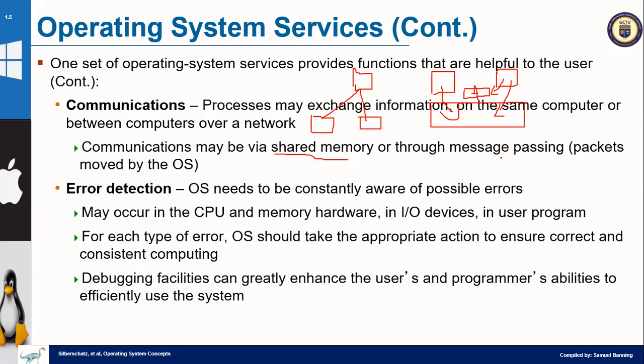Then we also have the message passing. In the message passing, you have a process A wanting to communicate with process B. And this is done through message. So process A will actually send a message to process B with the information that A wants to communicate. We'll talk more about these two modes of communication later in this course.